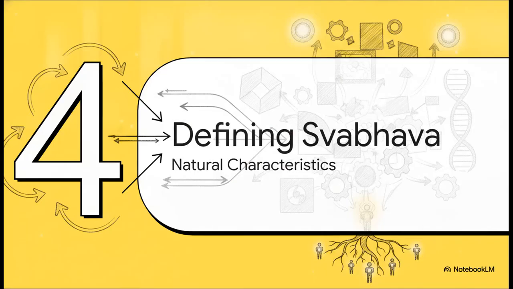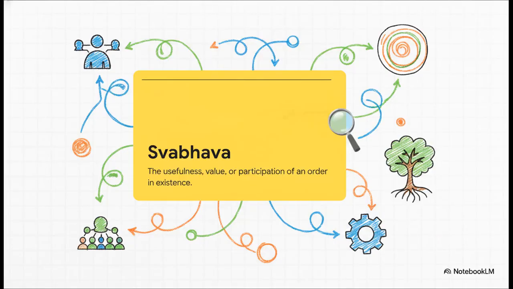Section 4. Let's define natural characteristics, also known as swabhava. In the source text, this concept is called swabhava, or natural characteristic. This refers to the usefulness, the value, or the specific participation of a unit in the larger order of existence. Think of it this way. If innateness is your internal hardware, your absolute unchangeable core, then your swabhava is your software. It's how you naturally operate and interact with the entire world around you.